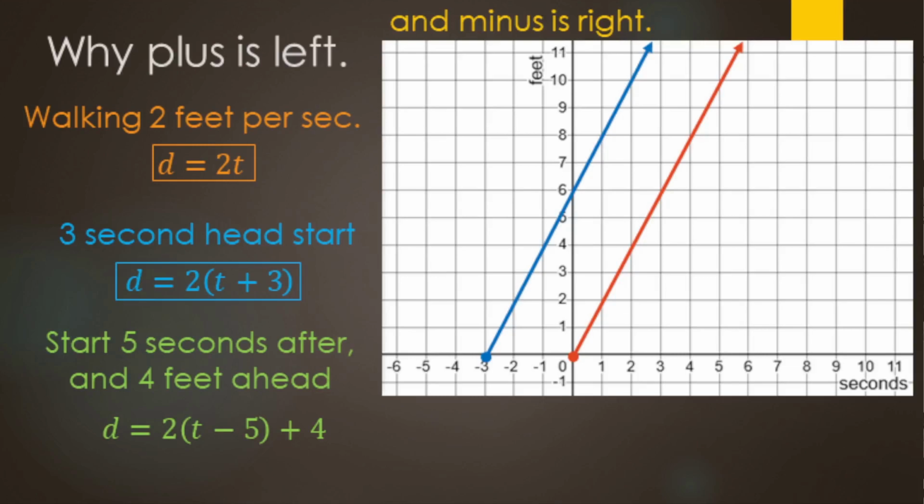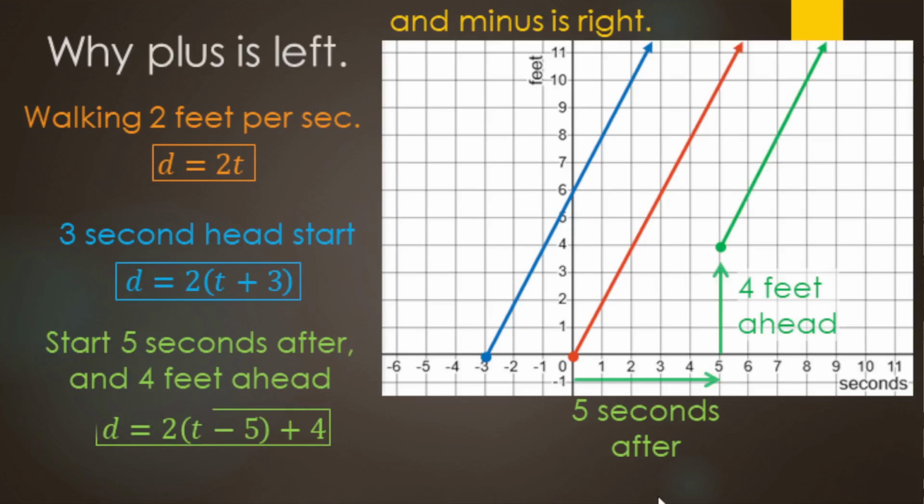Now let's go to the graph, right? 5 seconds after, well, they're going to lose 5 seconds. So they're going to start 5 seconds after. So that's going to be shifted to the right 5. And then they're going to get a 4-foot head start. So instead of starting at 0 right on the x-axis, they're going to start here at 4 feet. So they're actually going to move up 4. And so they're going to start right there.